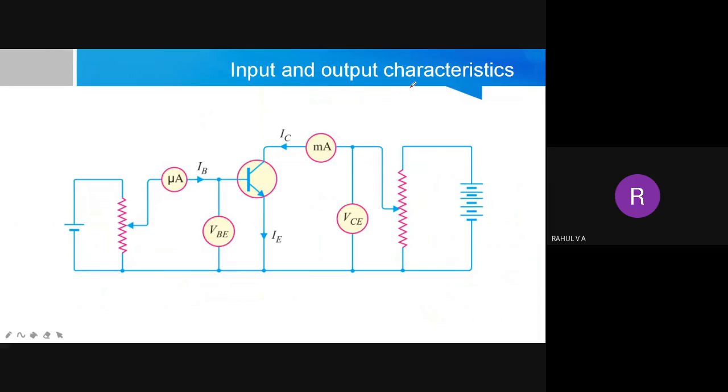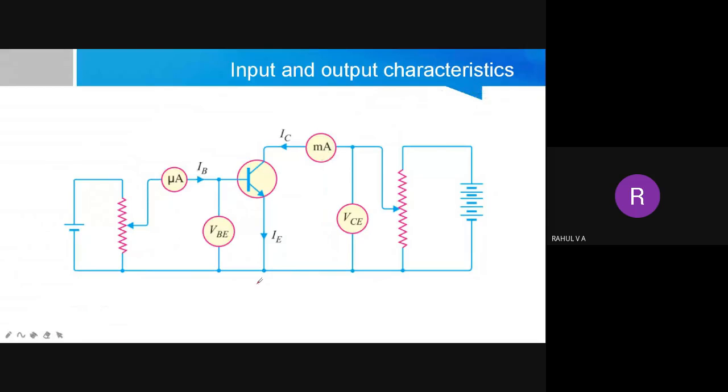So these characteristics are plotted by keeping the transistor in common emitter configuration. That is very important, common emitter configuration. By looking at this diagram, you can see that the input is applied between base and emitter, and output is taken from emitter and collector. So emitter is common, so that is why it is called common emitter configuration.